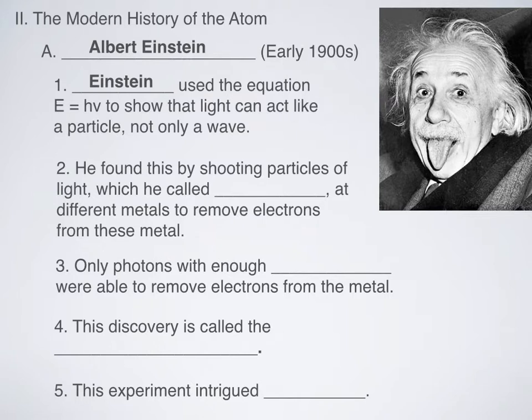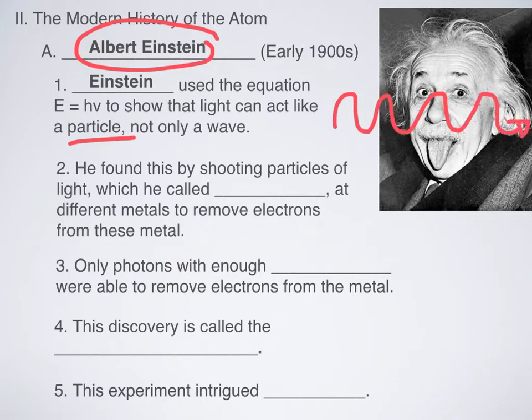So we have to talk about the most famous scientist of the 20th century, Mr. Albert Einstein. Einstein used the equation E equals h times v, the energy of light equation, which we spent a lot of time talking about, to show that light can act like a particle. Up to that point, scientists had been curious about how light behaves, and most agreed that light is a wave. In fact, if you recall our equations, all of them involved waves. But Einstein wanted to show that light can act like a particle, not just a wave.